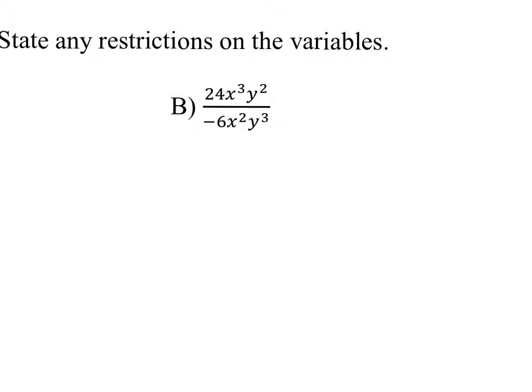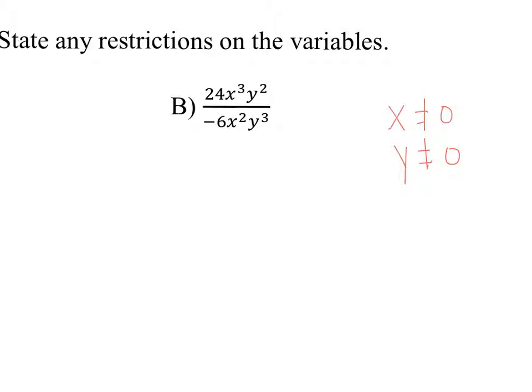There's no adding or subtracting here, so I have to state my restrictions. Now, I have two variables on the bottom. There's no adding, subtracting. That means just the variable, so x cannot equal 0. I also have a y on the bottom. Y can't equal 0, because if either of those are 0, then it will become 0 on the bottom, which is no good.